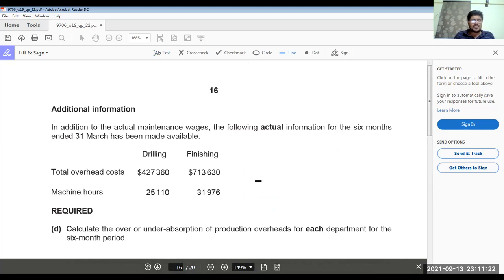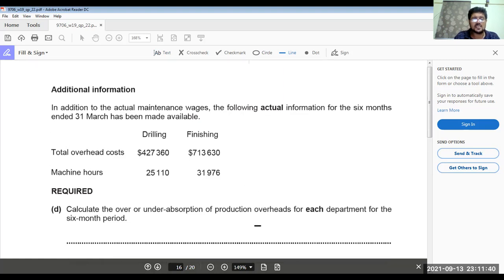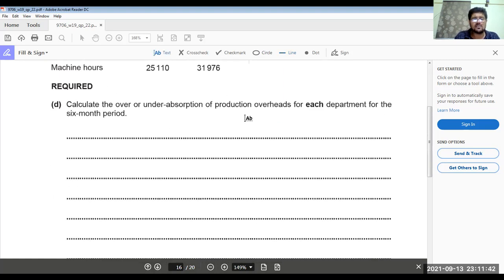In addition to actual maintenance wages, the following actual information for the 6 months ended 31st March has been made available. Total overhead cost and total machine hours. Calculate the over and under absorption of production overhead for each department for the 6 month period. Now what we have to do again, we are going to write here drilling, then finishing. Drilling and finishing.